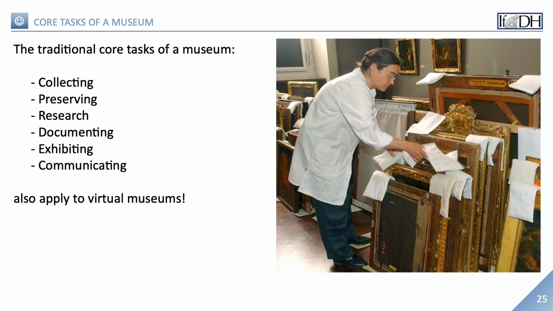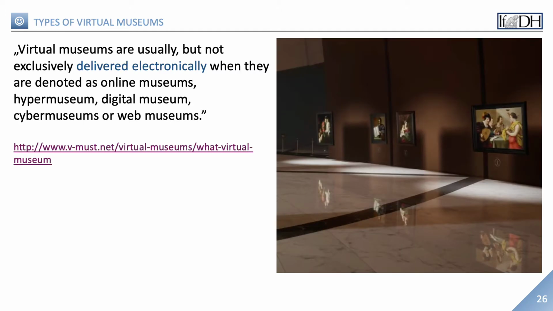Virtual museums have the same core tasks as traditional physical museums, namely collecting, preserving, researching, documenting, exhibiting, and communicating. This must be remembered when evaluating virtual museums, because often only the aspect of exhibiting and communicating is in the foreground. Just as natural history museums can be distinguished from art collections, virtual museums can also be divided into different types. What they have in common is that they are usually, but not exclusively, delivered electronically when they are denoted as online museums, hypermuseum, digital museum, cyber museums or web museums.